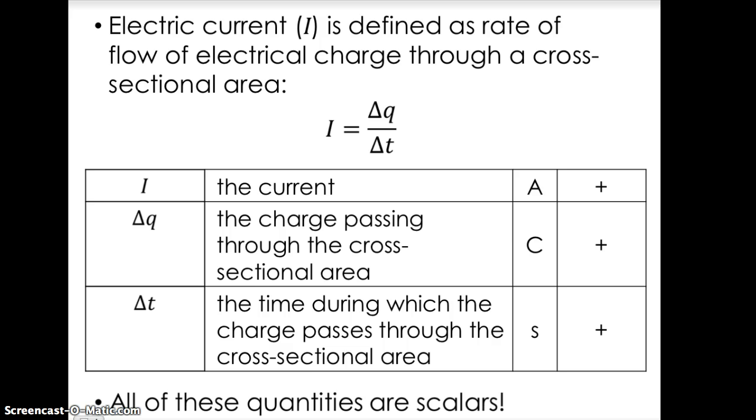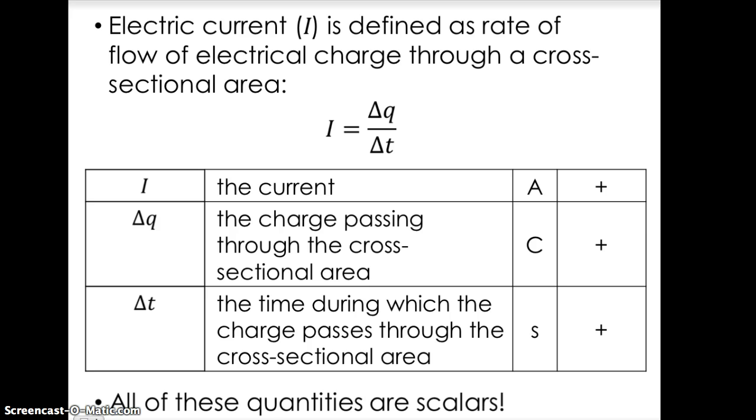Electric current is given the variable I, the symbol I, and it's defined as the rate of flow of electrical charge through a cross-sectional area. So here's our defining equation. Current is equal to the amount of charge passing through some cross-sectional area divided by the time it took for that amount of charge to pass through.